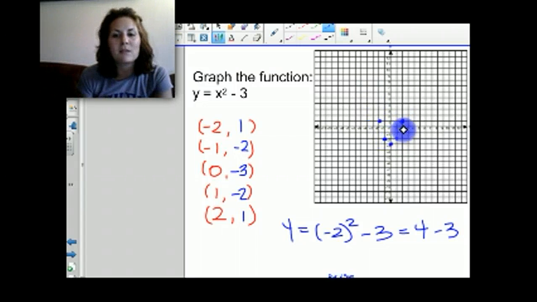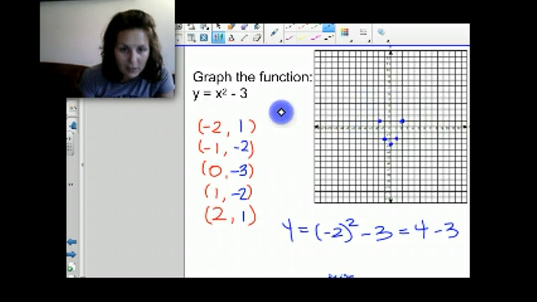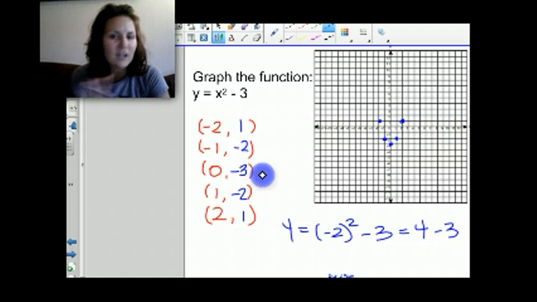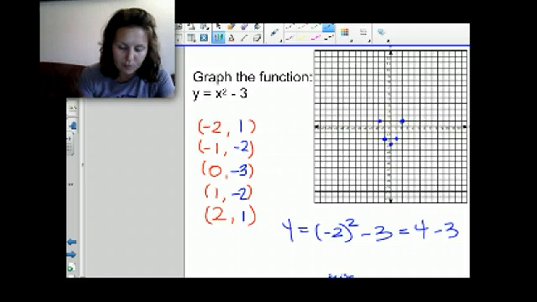We could tell this one is symmetric. It's equal on both sides. We could tell by our notes. 1 and 1, -2 and -2, -3. This is quadratic, not linear. We're going to get to that.